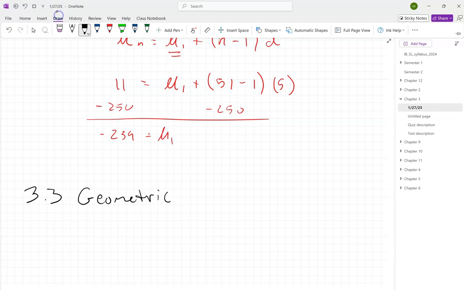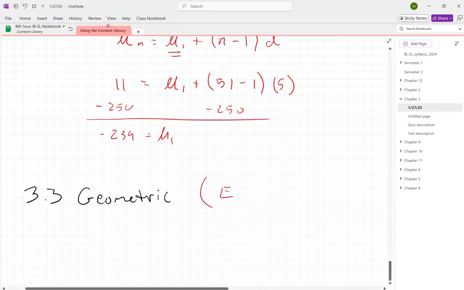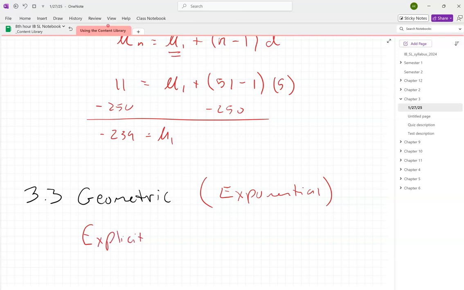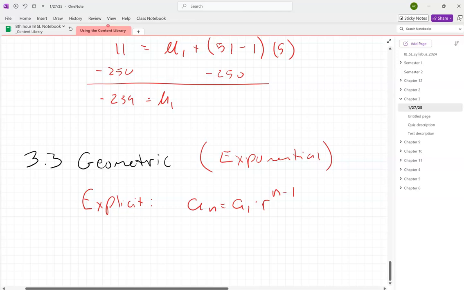That's the gist for arithmetic sequences. The next one is geometric. When we see geometric, you need to think exponential. So our explicit formula for this would be a sub n equals a sub 1 times r to the n minus 1. Or even more generally, a sub n equals a sub i times r to the n minus i, where you have some point i comma a sub i instead of 1 comma a sub 1.